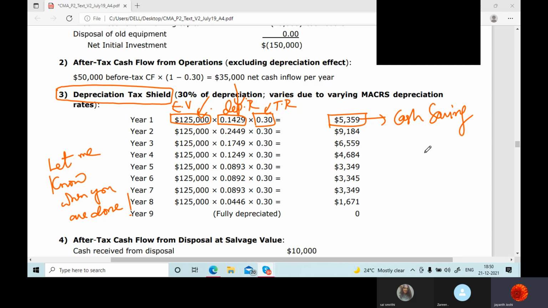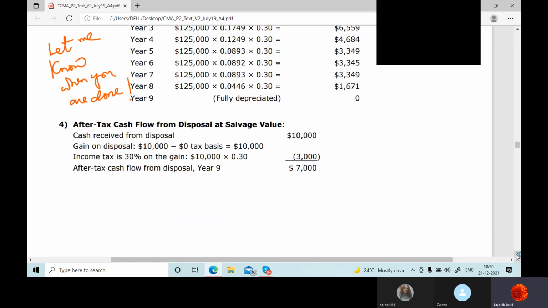Okay, I hope you have done. So let me move forward. This also I've explained to you: at the end of the equipment's life, you will be selling the equipment for 10,000 as it becomes a scrap, and you'll be deducting tax. So the after tax amount on the disposal of equipment is this. That means after tax cash flow from disposal of the equipment is 7,000.